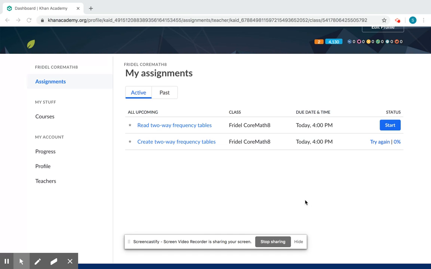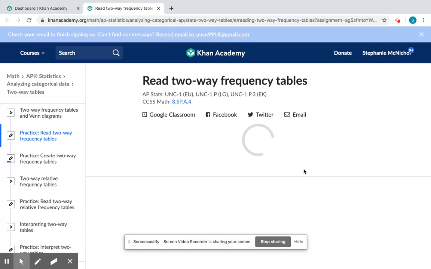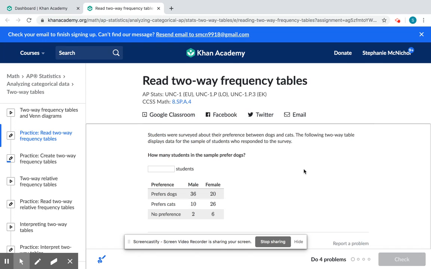Usually it's like a survey or how often something happens, and they'll put it into this two-way table and you'll be able to see the frequency of something. So I'm going to show you the first one because it just wants us to read it and get information from it. I'm going to show you just how easy it really is.